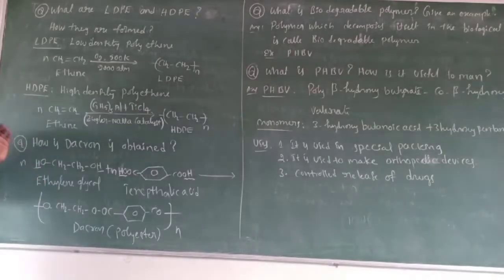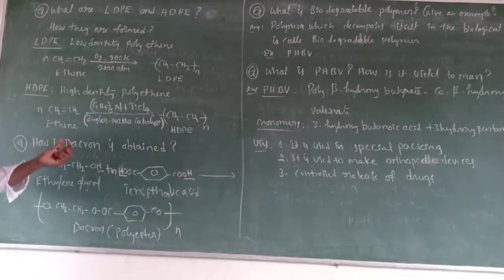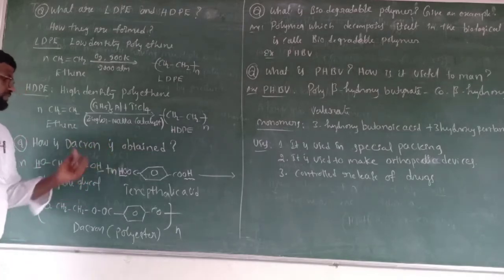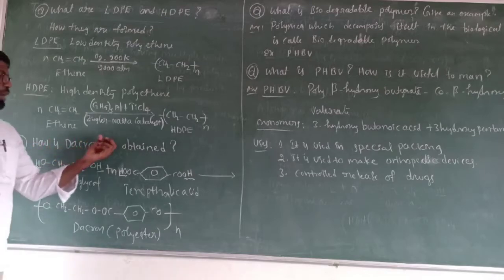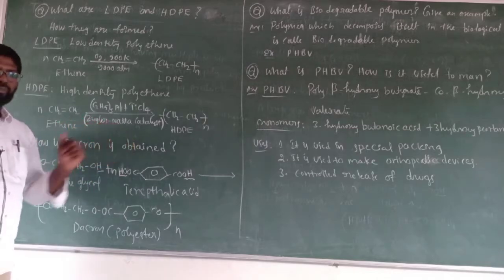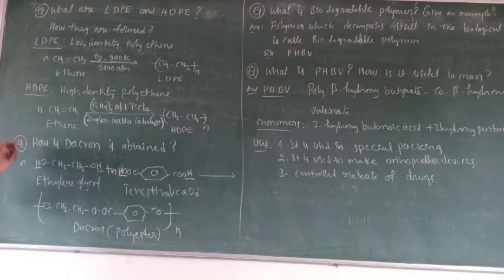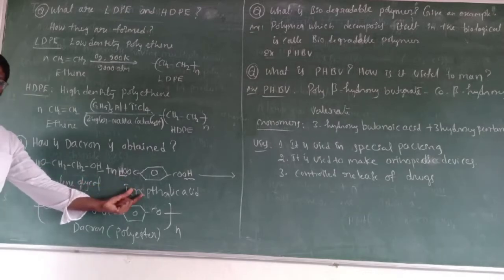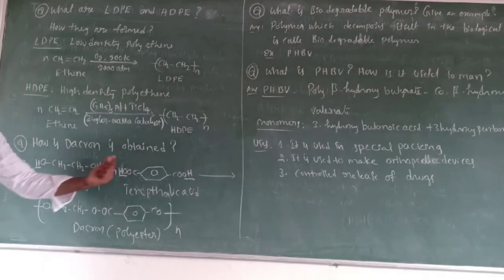Next, what is Dacron? How is it obtained? Sorry, here some words are missing. Note down: What is Dacron? How is it obtained? So Dacron is a polyester. Its monomers are ethylene glycol and terephthalic acid. Ethylene glycol and terephthalic acid.